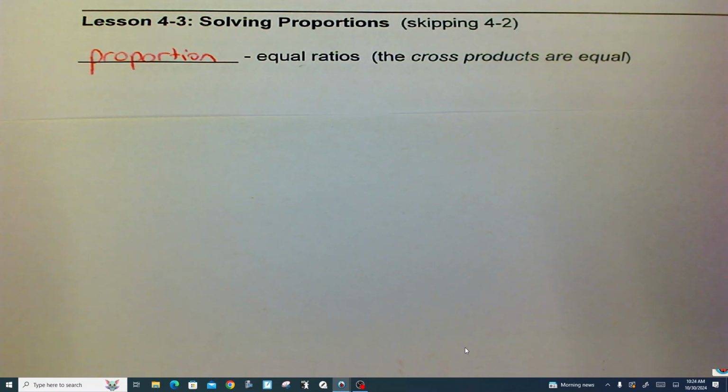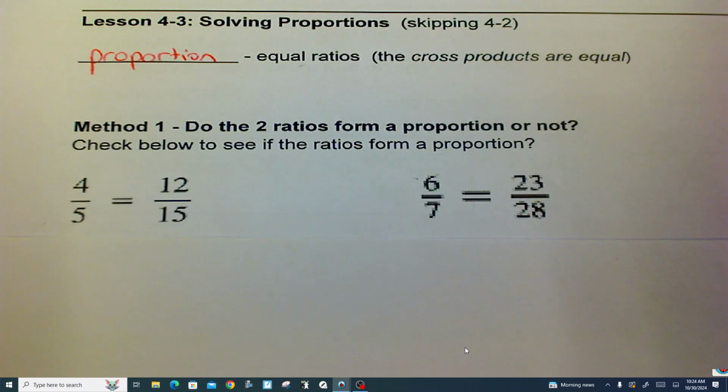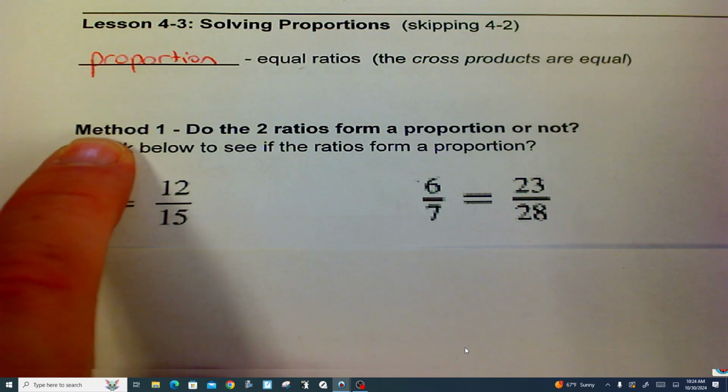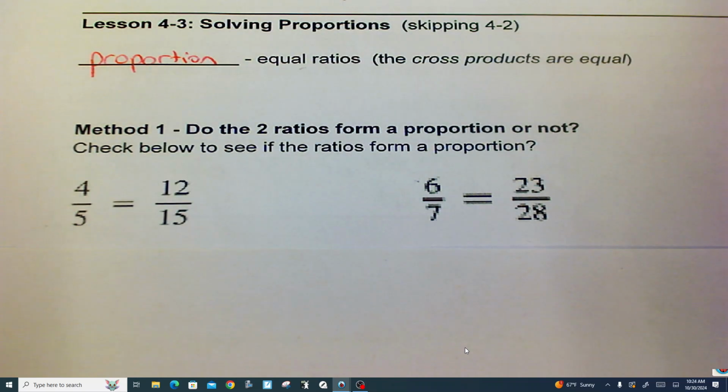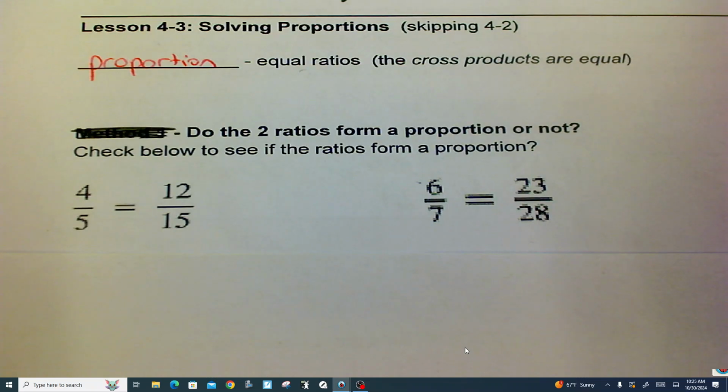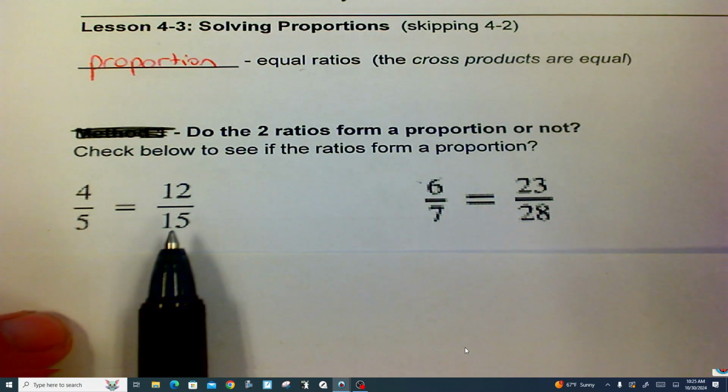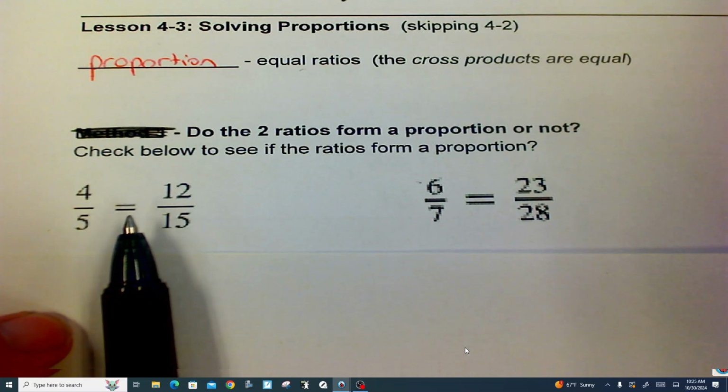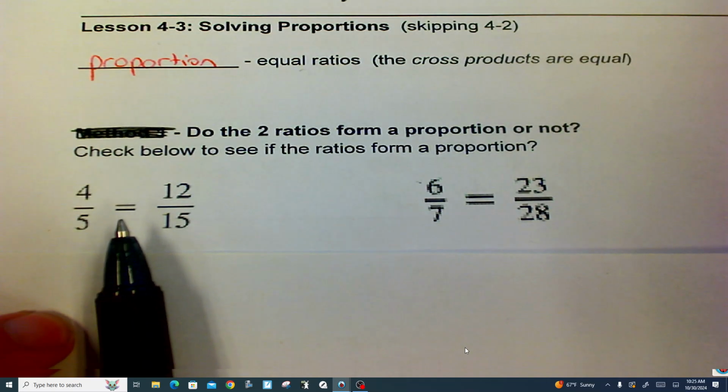Oh, okay. Now, if you also remember, we previously talked about how we can actually check to see if two fractions are equal to each other. Could you do me a favor, though, and cross out where it says method 1? Leave the do the two ratios form a proportion or not, but let's cross out where it says method 1. There we go. So again, we have 4/5 equaling 12/15. Now, we don't know if they really equal each other, so how can we check it?